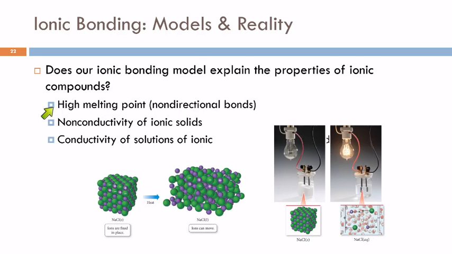So the reason that ionic compounds have high melting points is that those bonds, the ionic bonds, are non-directional. This cation is attracted in multiple directions to the anions around it. And so there is a very strong cohesiveness to the compound as a whole. And that's why it takes a lot more energy to cause it to melt and to break some of those bonds.